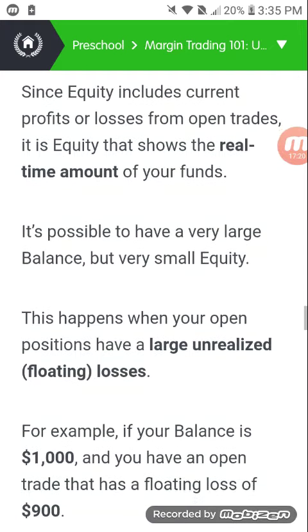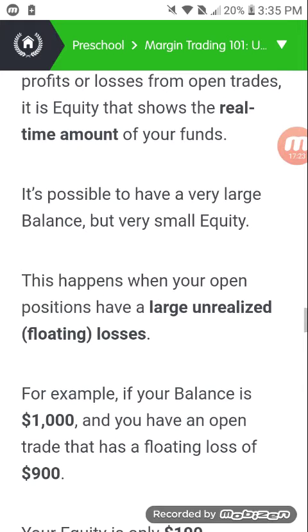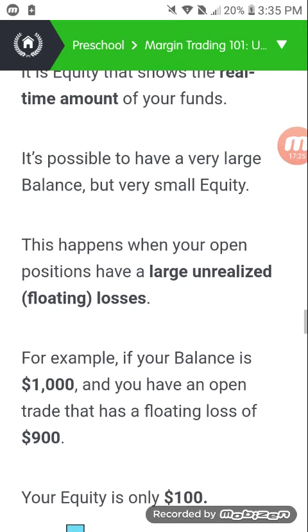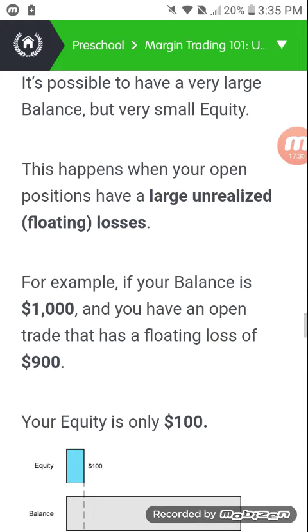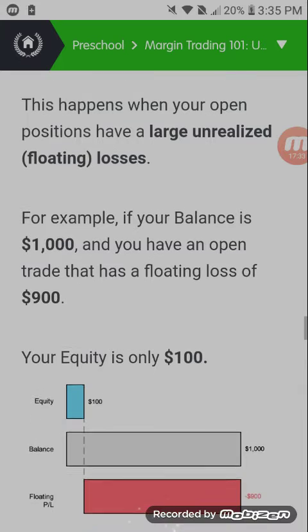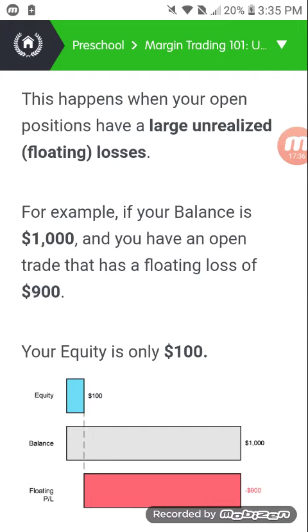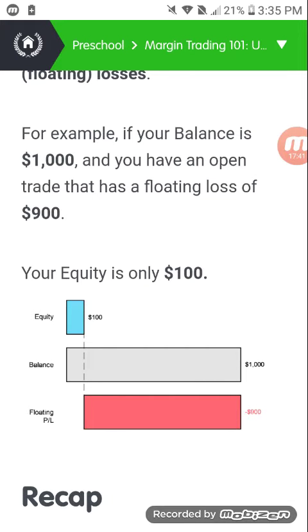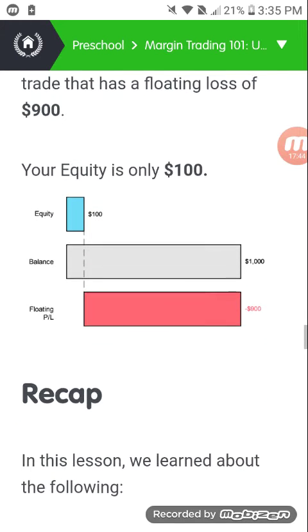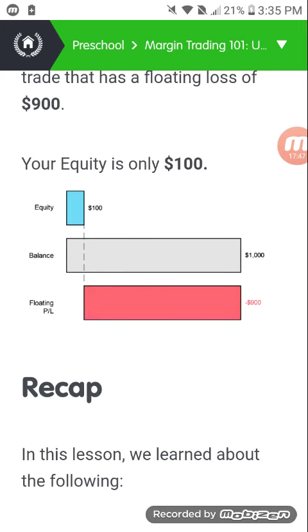It's possible to have a very large balance but a very small equity. This happens when you open a position and you have a large unrealized floating loss. For example, if your balance is $1,000 and you have an open trade that has a floating loss of $900, your equity is only $100. Your equity is the current balance of what's really going on currently.